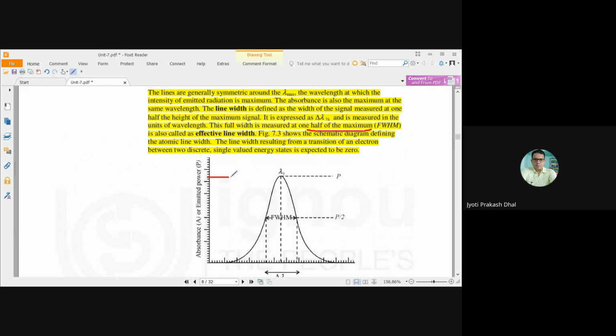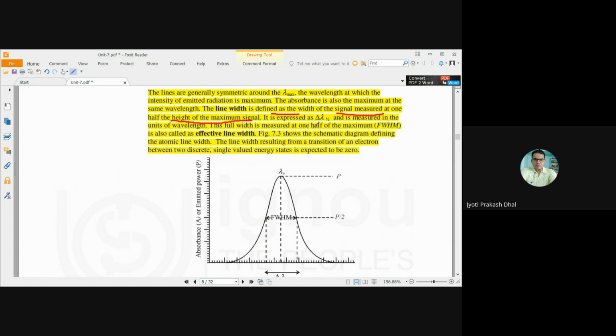That means we will calculate the maximum height of the signal. So this is the maximum height, and at half of the maximum height we will calculate the width of the signal. That is called full width half maximum, FWHM. The line width is defined as the width of the signal measured at one half of the height of the maximum signal. At that position, what will be the width of the signal? That is called FWHM, and that is considered as the width of the signal.